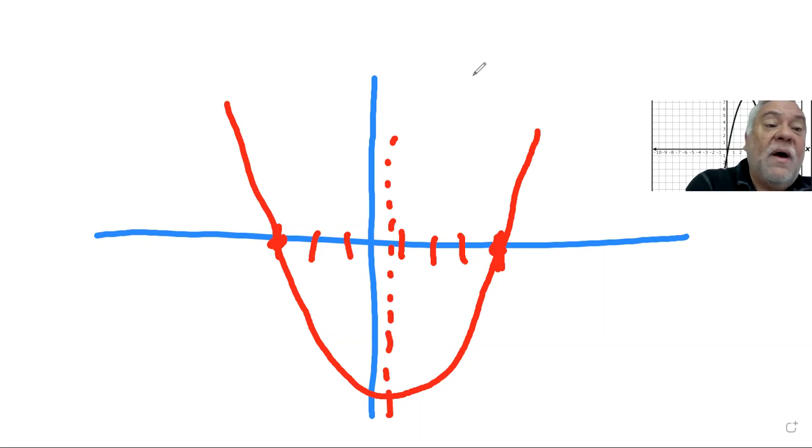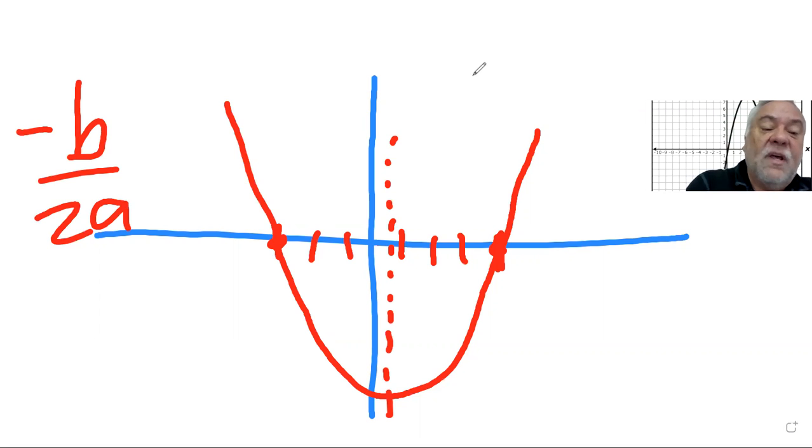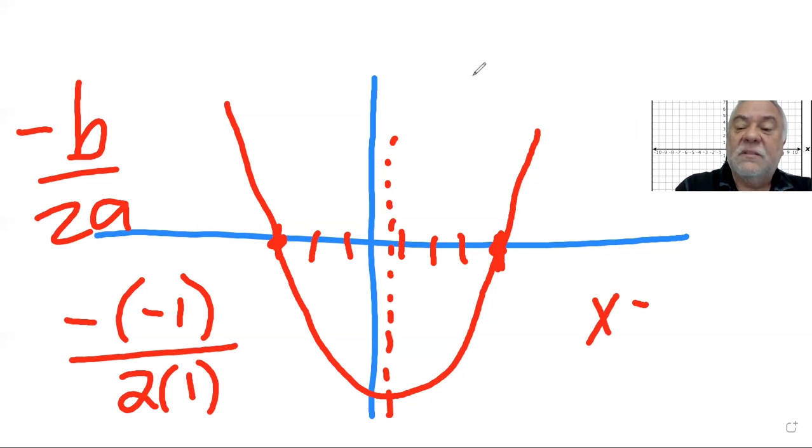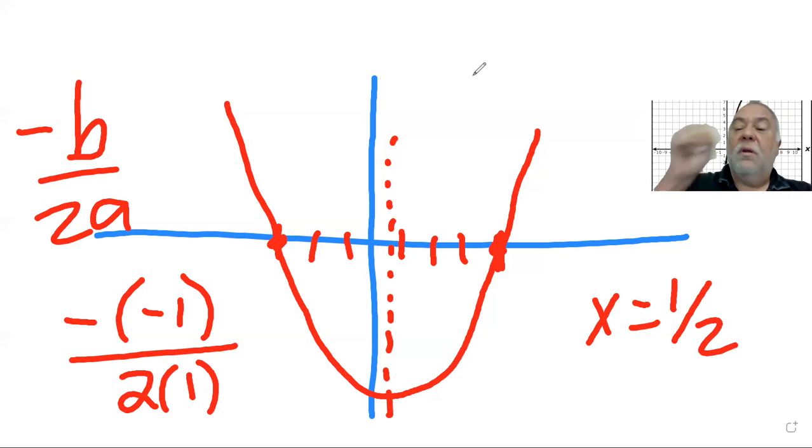Okay, but if we just do minus b over 2a, we knew that b was negative 1 and a was positive 1. Negative negative 1 is positive 1 over 2. So the axis of symmetry is x is equal to 1/2. And that's it. That's the axis of symmetry. That's how you use the quadratic formula. And it's as simple as that.